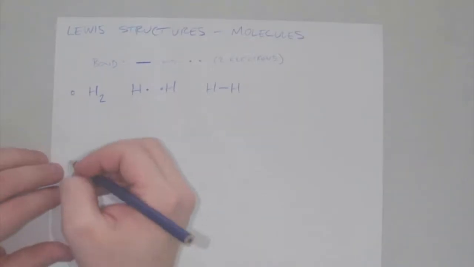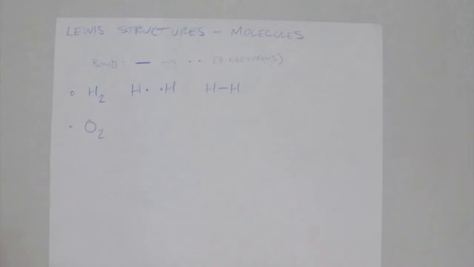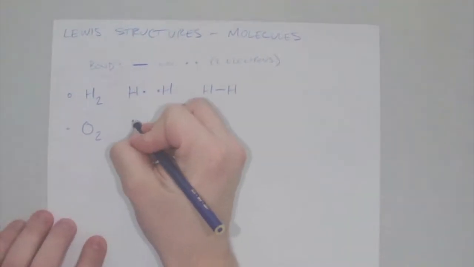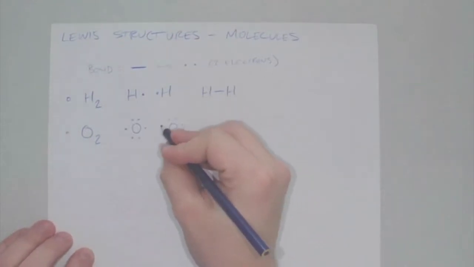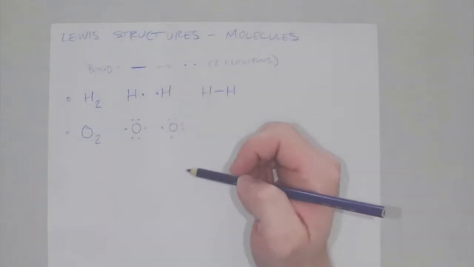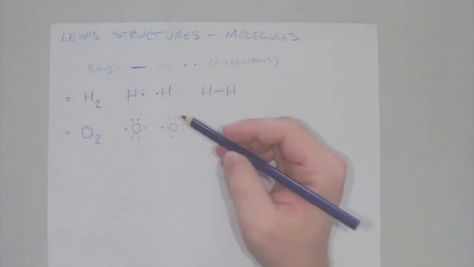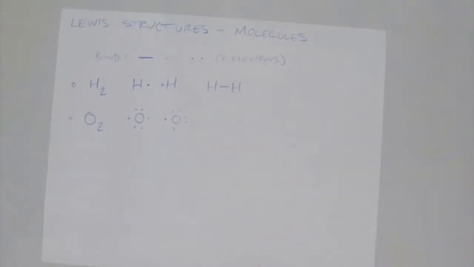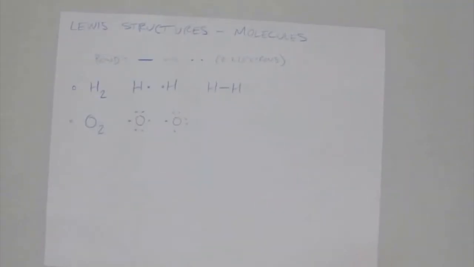We can go on to something like oxygen gas, which is O2. Now here we have to do oxygen with its 6 electrons, with its 2 pairs, 2 electrons. Now, we can do this a couple different ways. We can mess around with it and just try and make the octet rule work, because remember, oxygen is one of these atoms that's definitely going to follow the octet rule.